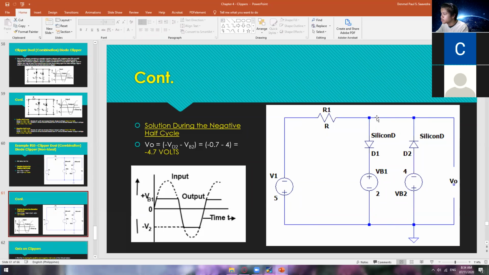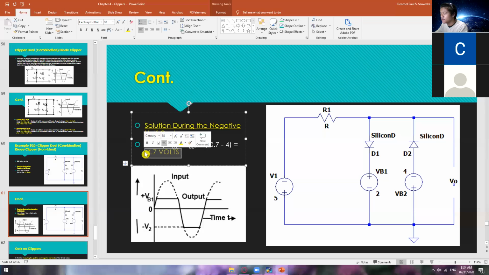Okay, so as a result, again, all we need to consider is the voltage drop of the diode and then the bias voltage itself. So just base it on the polarity to get the correct signage. So we have negative 0.7 since it's silicon, and then negative 4. So as a result, we have negative 4 plus negative 0.7, or negative 4.7 volts in our V sub O.